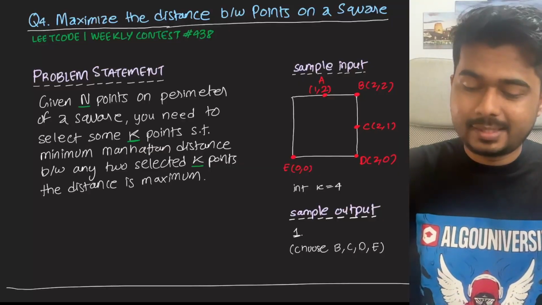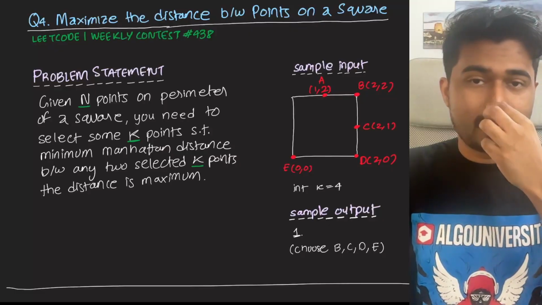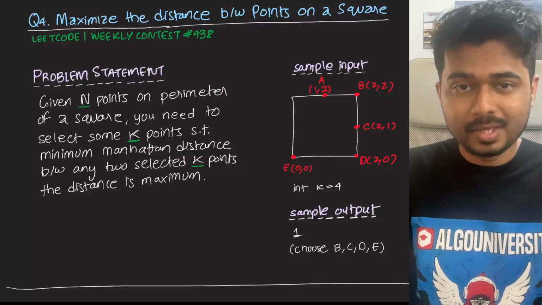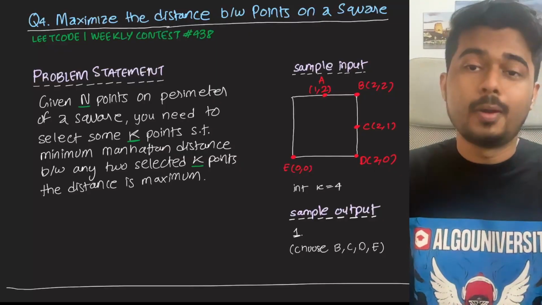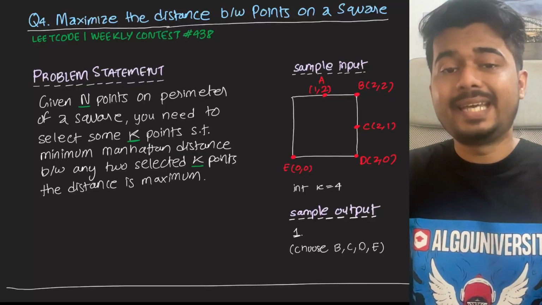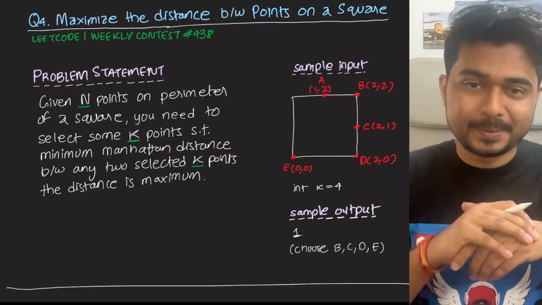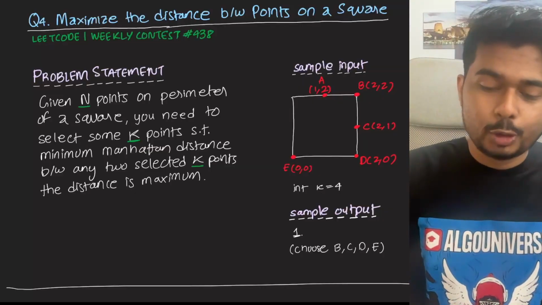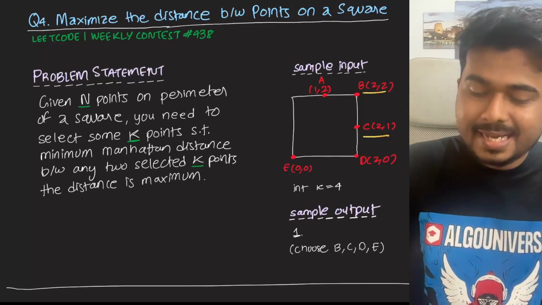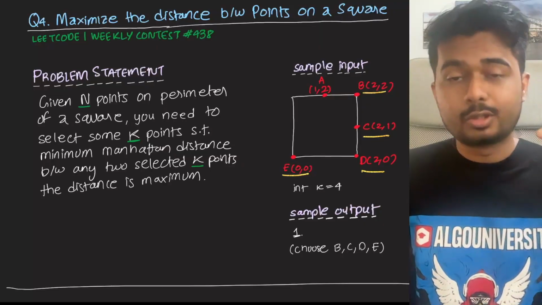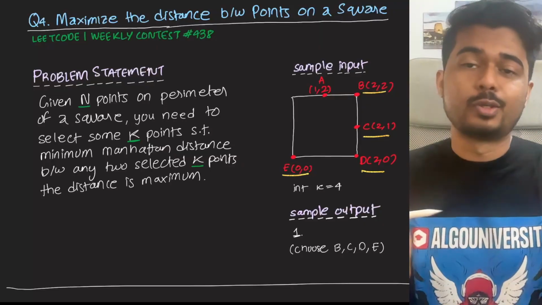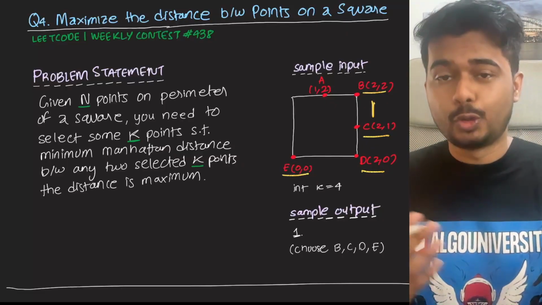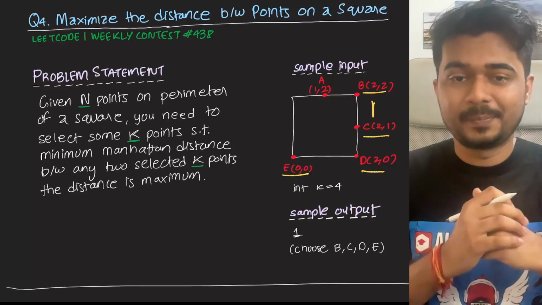For example, let us take a look at this sample input. So we are given this square, and on the perimeter of square we are given 5 points A, B, C, D and E, right? And we are given k equals to 4, meaning that we have to select exactly k points out of the given 5 points. So the sample output for this particular sample input should be 1, and that is going to be if we decide to select B, C, D and E. Why? Because the smallest distance between any two of these 4 selected points is going to be B to C or C to D, which distance is going to be exactly 1 unit of length, right?